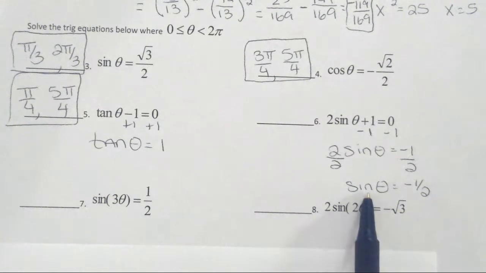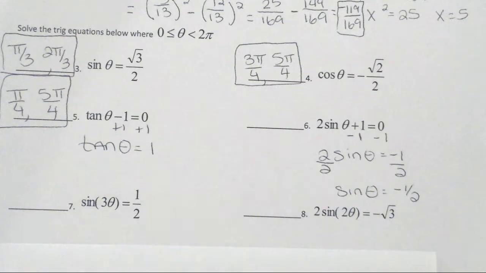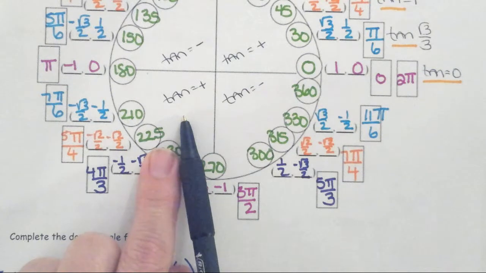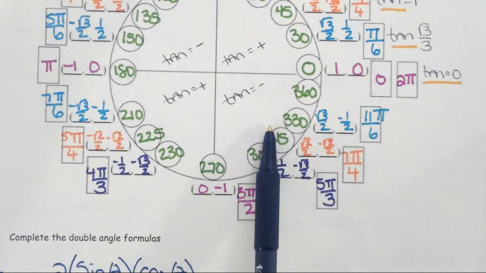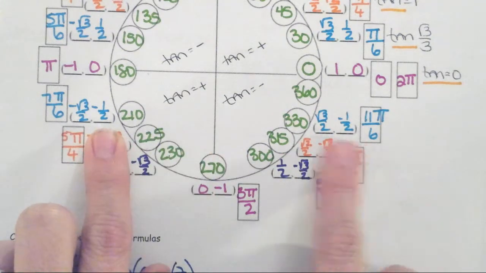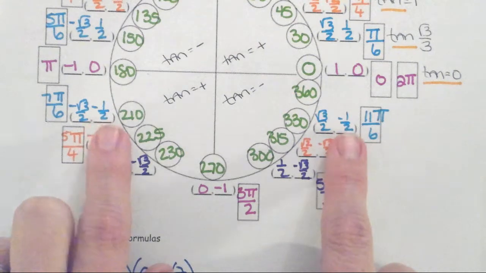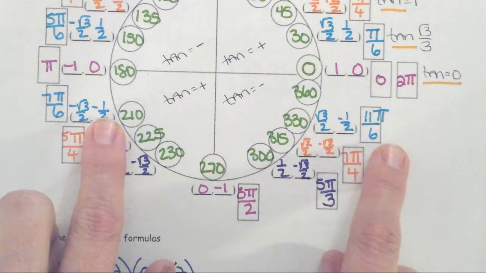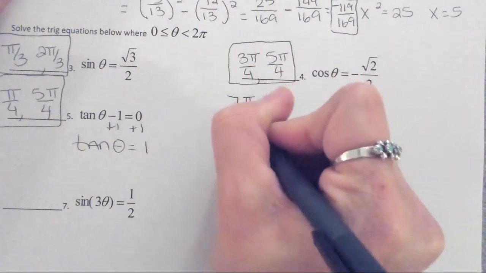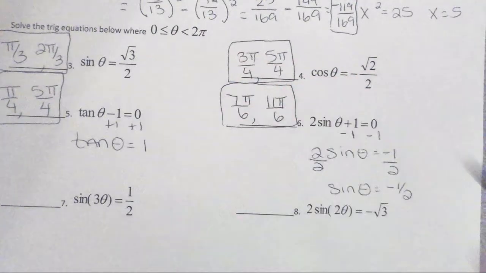So where on my circle does sine, which is your y value, equal a negative 1 over 2? So go to my circle. I know that my sine values are negative in quadrants 3 and 4. I have a sine value of negative 1/2 at 7 pi over 6 and 11 pi over 6. So those are my two answers, 7 pi over 6 and 11 pi over 6.